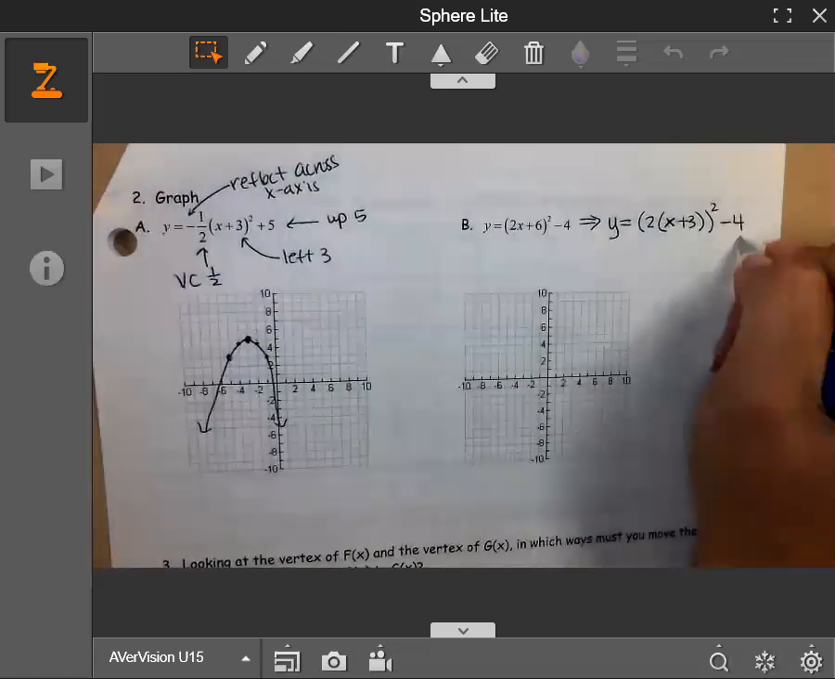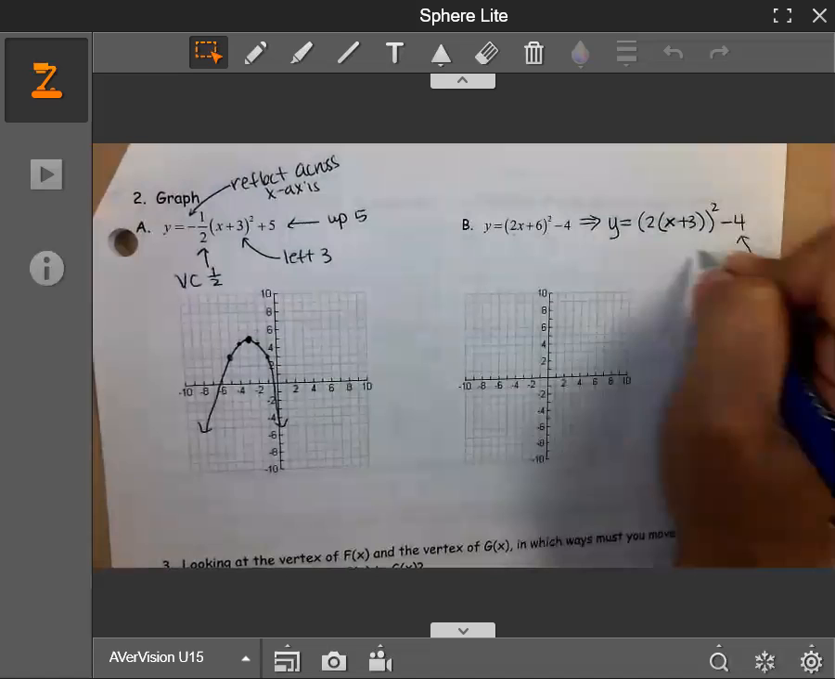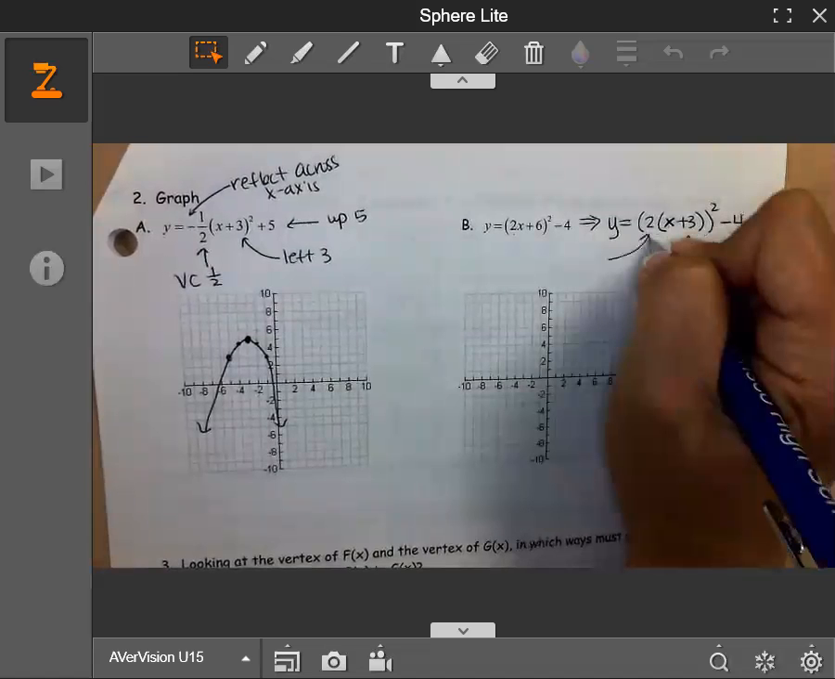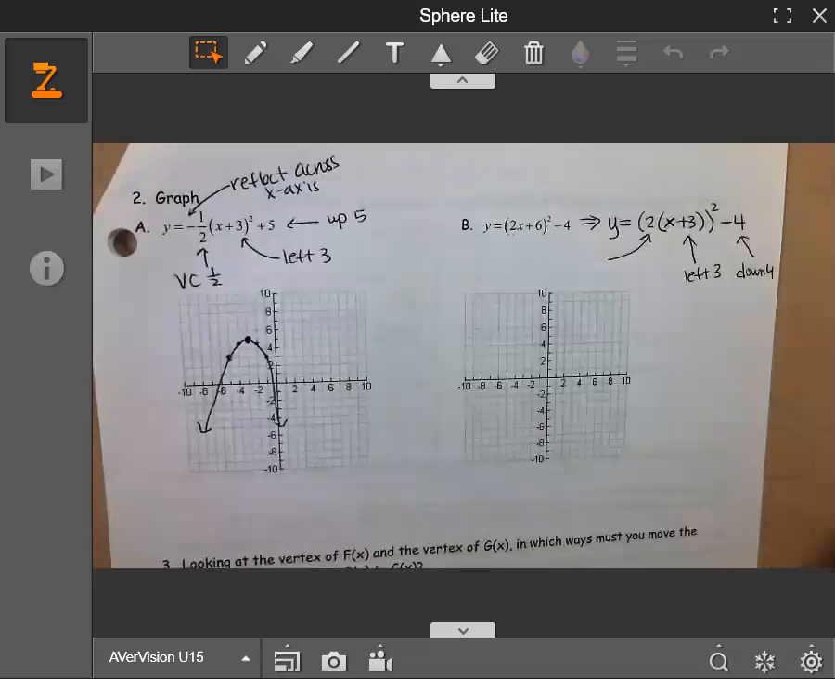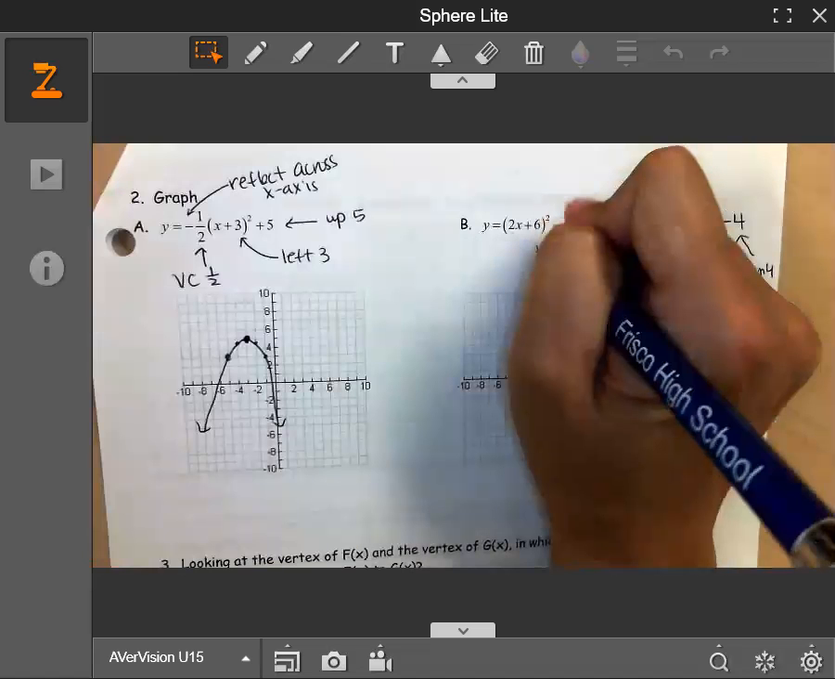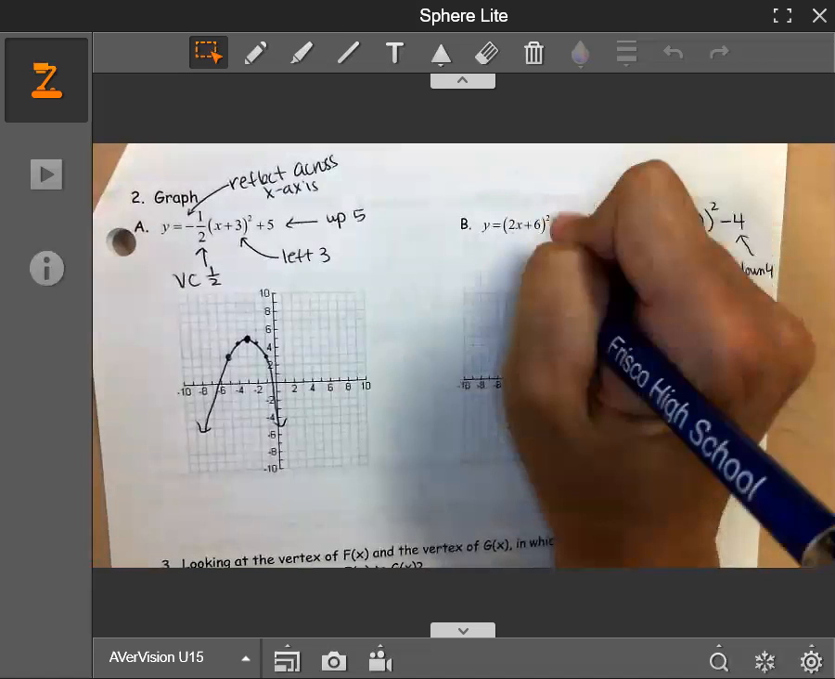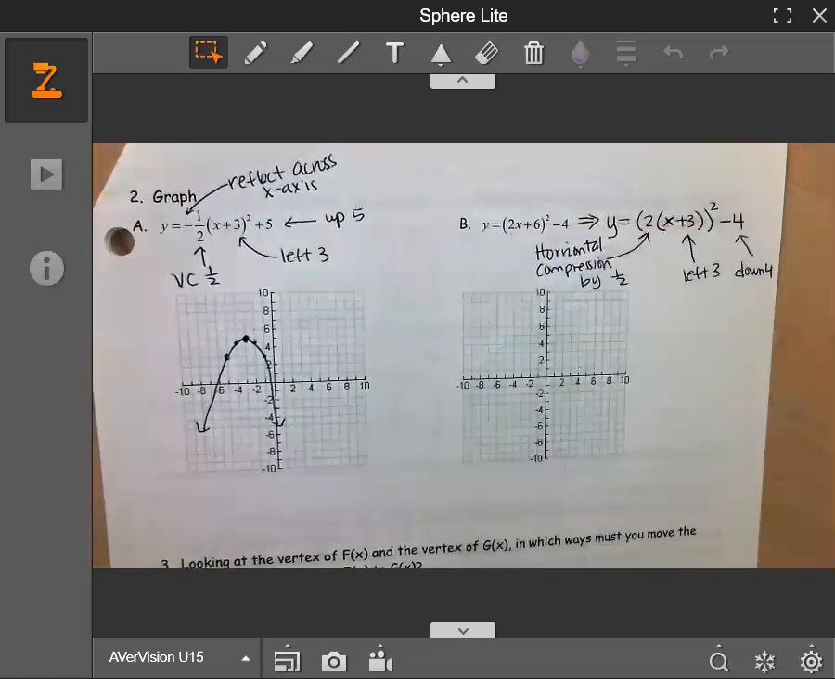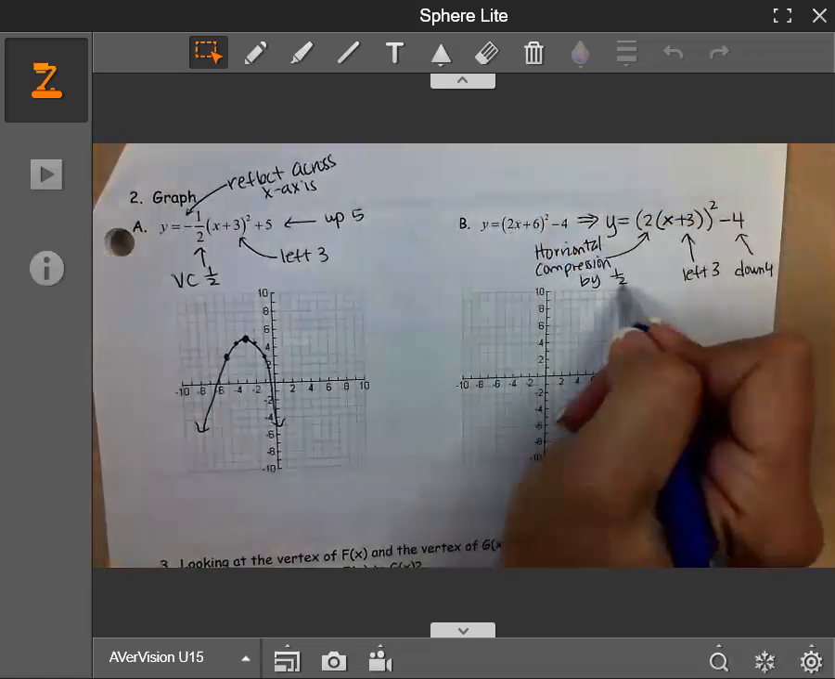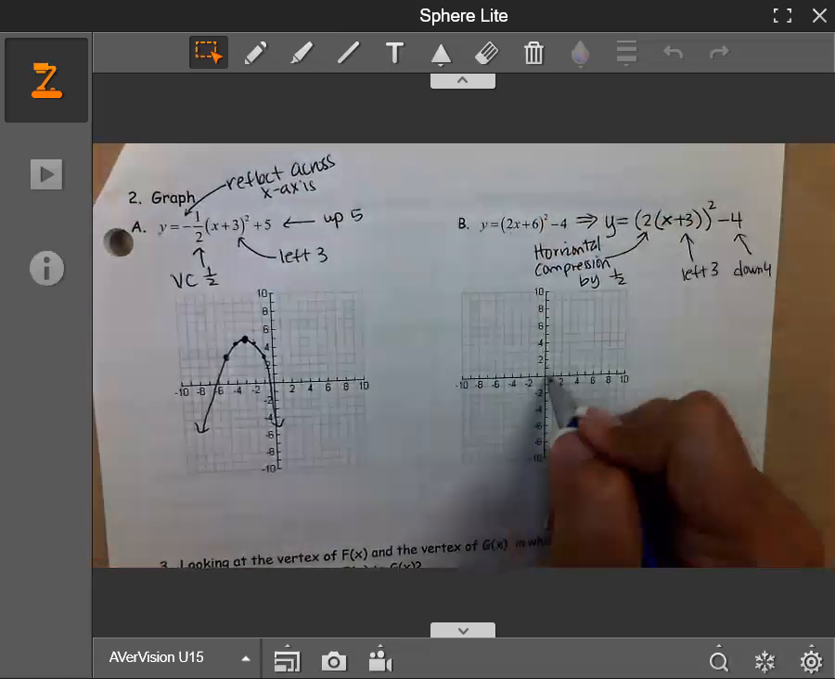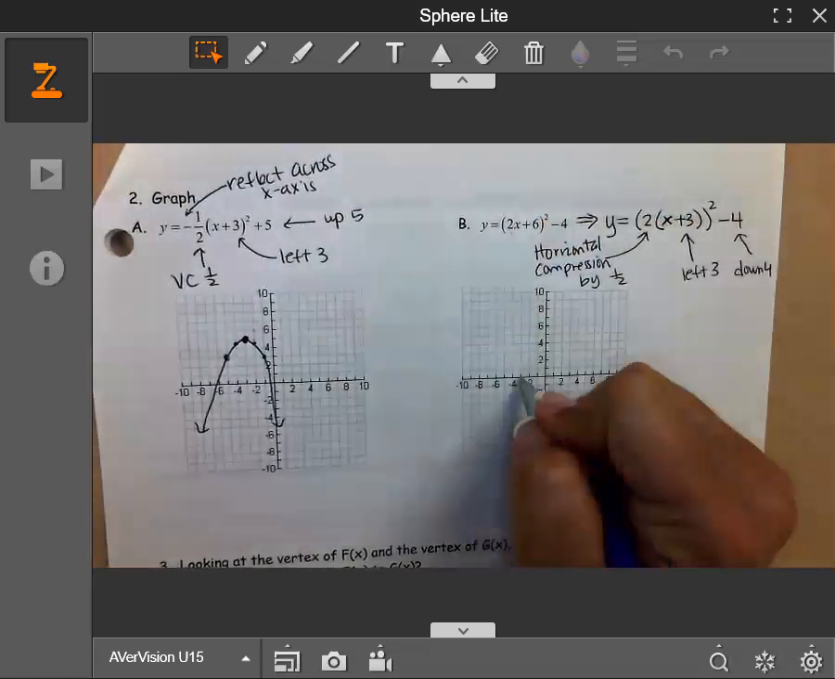Over here we've got a down 4, left 3, and then this 2 on the inside. That's our b value. And so we said if it's bigger than 1, it is a horizontal compression. And the scale factor is flipped, so that's by 1/2. This is what we would multiply our x values times, 1/2. So (0, 0), again, goes to the left 3 and down 4.